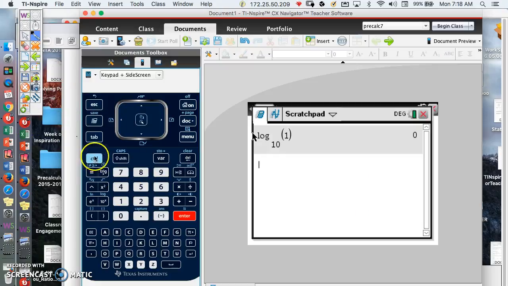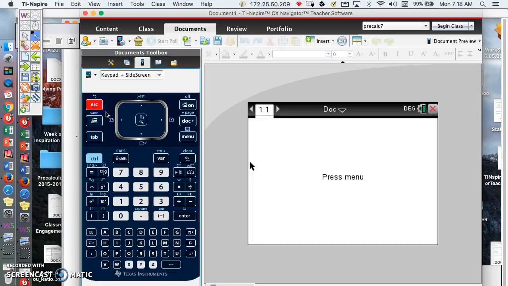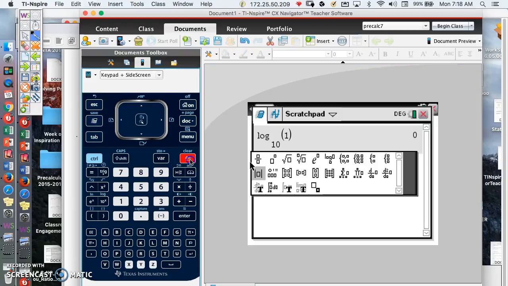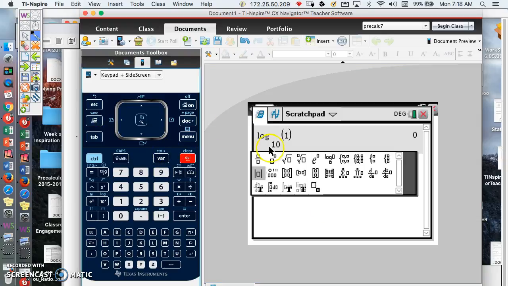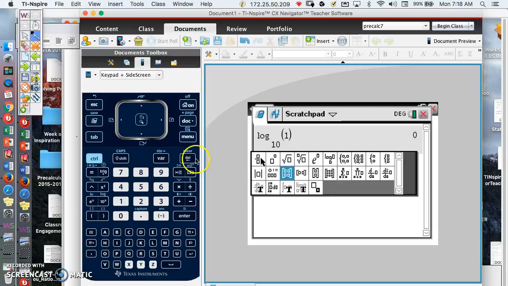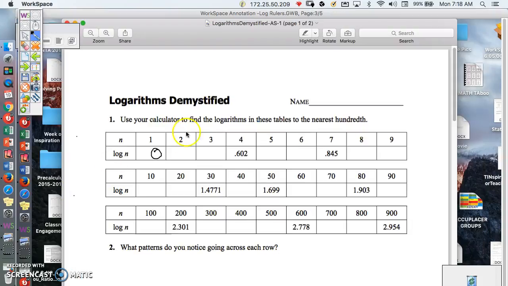And then log, oops. Let's see. Maybe if I just clear this, it'll go away. There we go. Log 2 is 0.301.